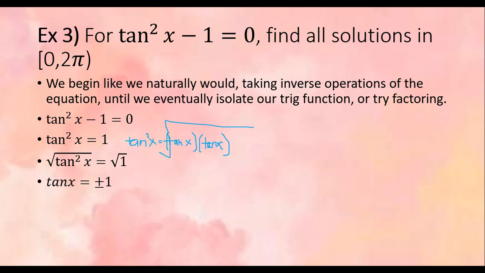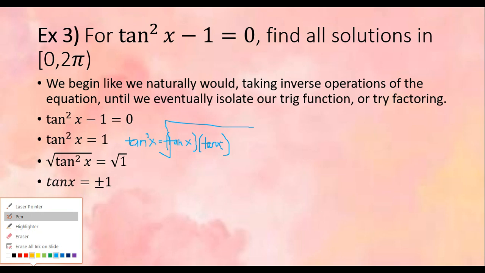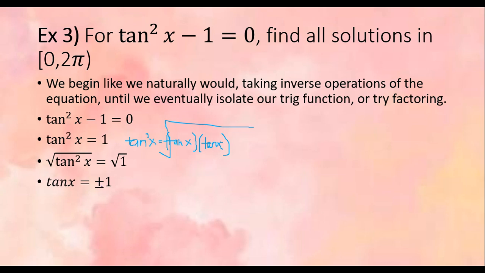So here's something that's a little different than the last problems. Now I have two options. I have tangent of x could equal positive 1, and tangent of x could equal negative 1. I have two separate situations that I need to take the inverse tangent of. So I split this into one equation over here and another equation over here. I have tangent of x equals the positive 1 option, and tangent of x is equal to negative 1. Again, I finally isolated my trig function.